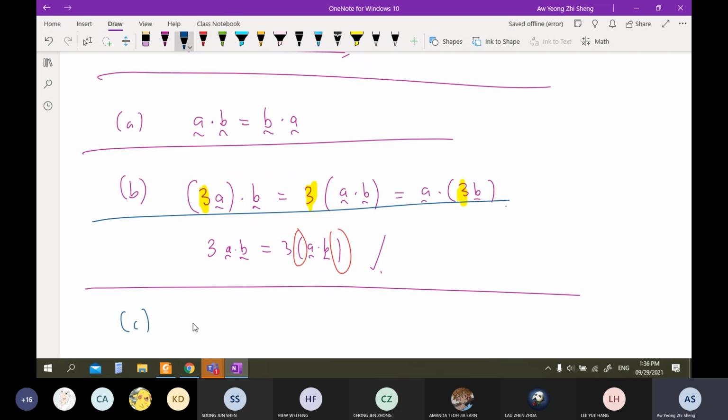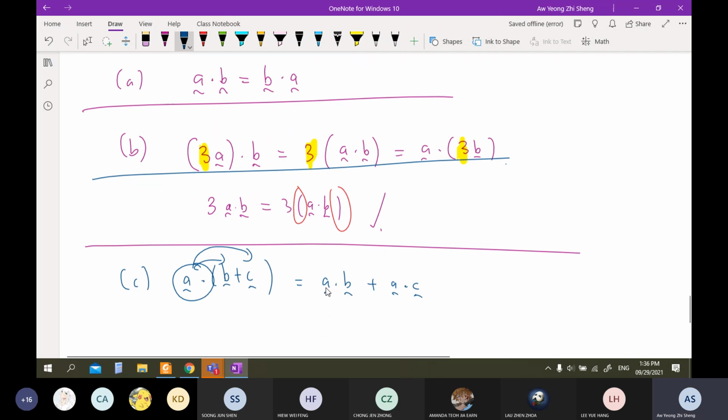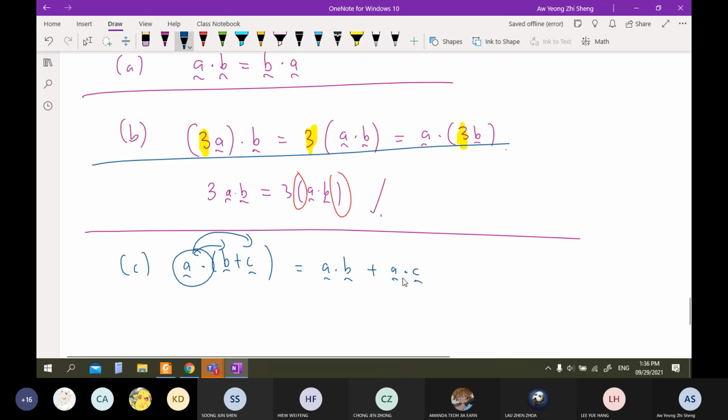So part C is telling us if you have A dot with B plus C, if you have a sum, then you have A dot with the sum. A dot can be distributed over to B and C. So you have A dot B plus A dot C. Hey, don't forget to write your dot. The dot needs to be there.